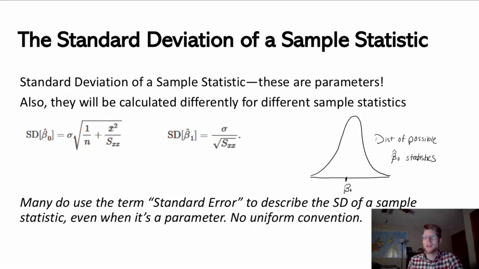Because of that, there is a standard deviation for beta hat naught. If we think about beta hat naught like a random variable that can take any of these different values, some being a little more likely than others, I can represent the variability in beta hat naught. So there exists a true standard deviation for beta hat naught. If I knew the full distribution of beta hat naught, I could calculate it.